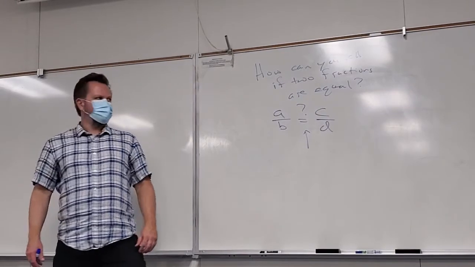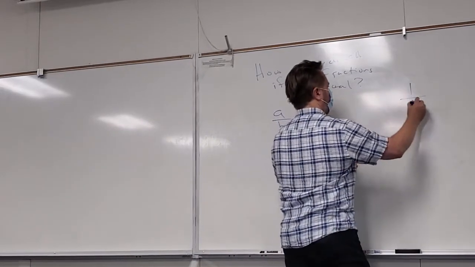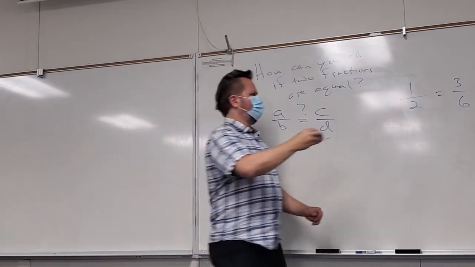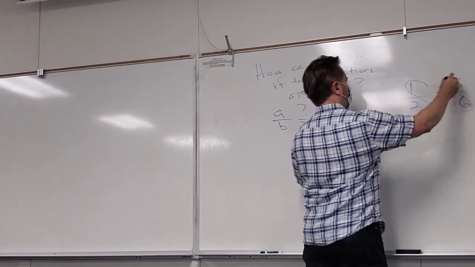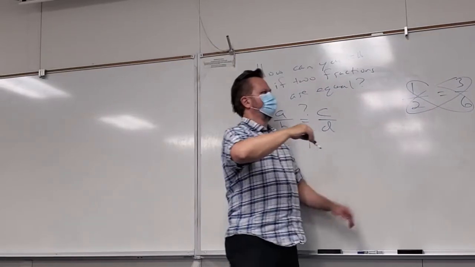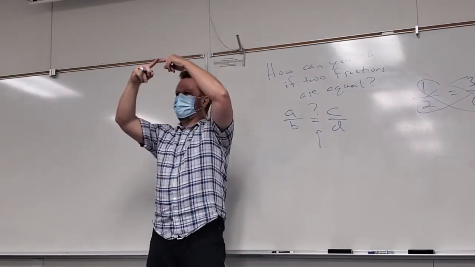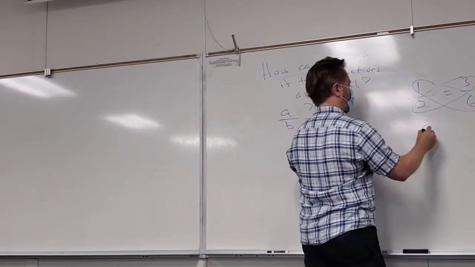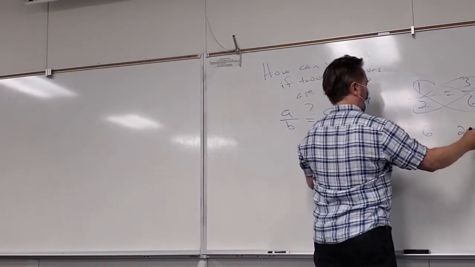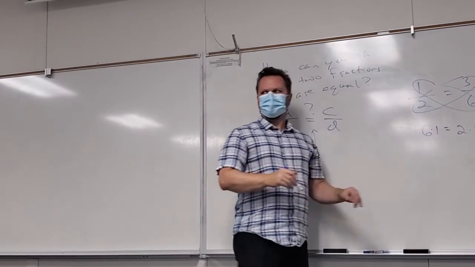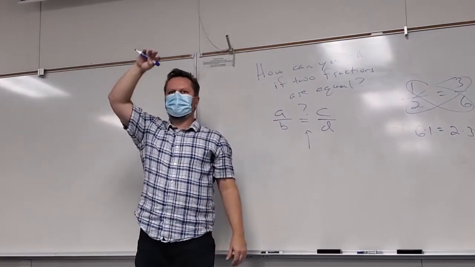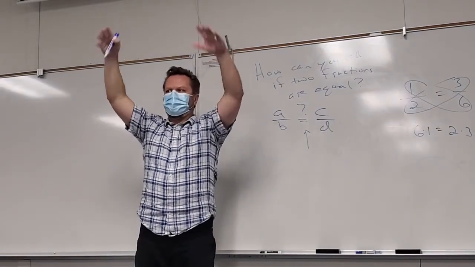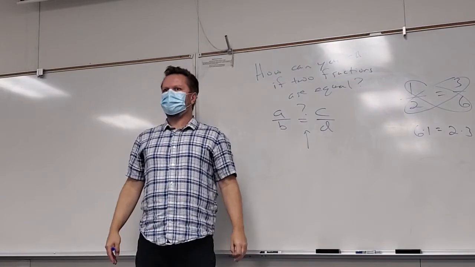So for example, this is true, right? What do you notice about this? When you multiply, don't they equal the same? Cross multiply, yeah. So if you multiply 6 and 1, and 2 times 3, they equal. So any 2 fractions that this is true for, those fractions are equivalent. They're equal to each other.